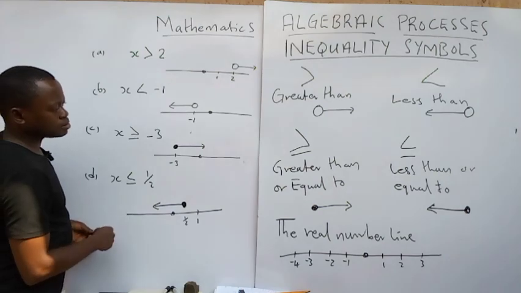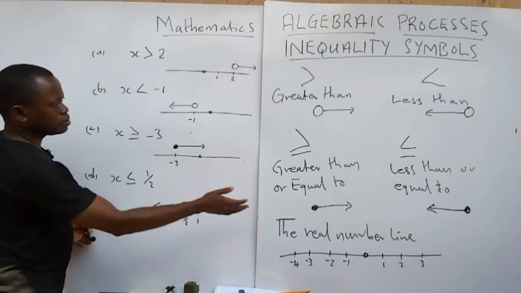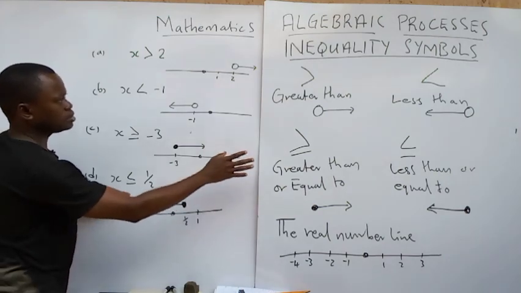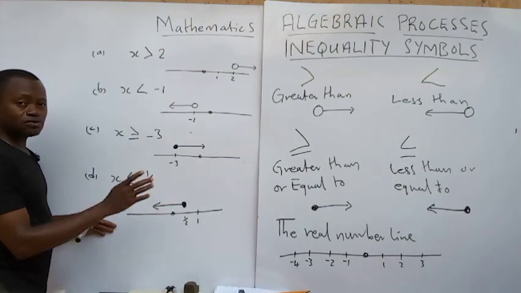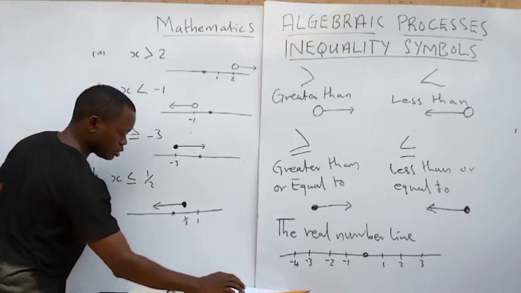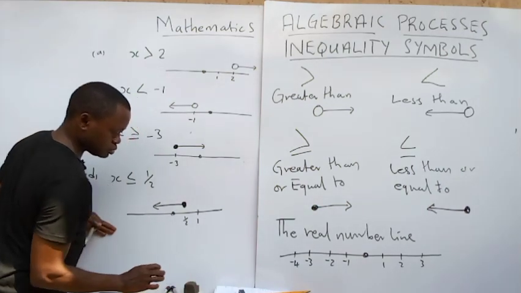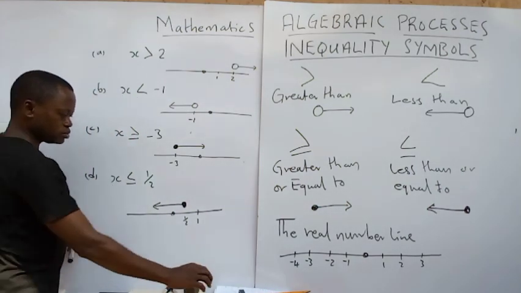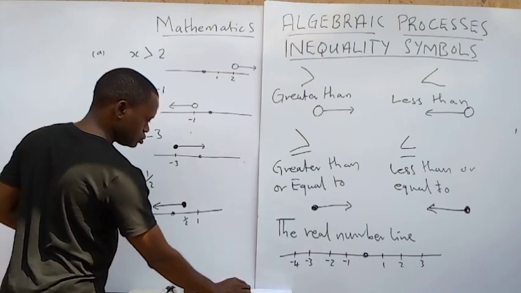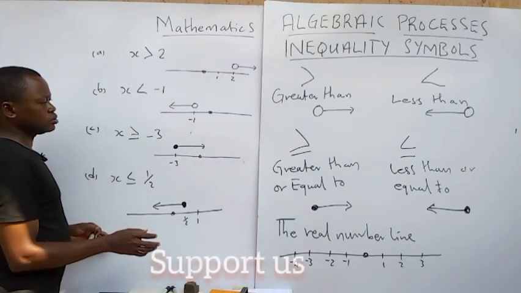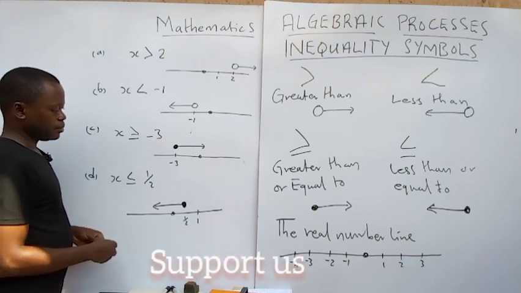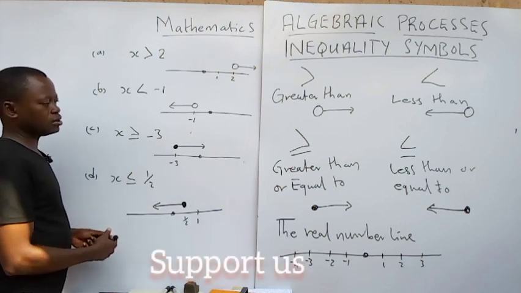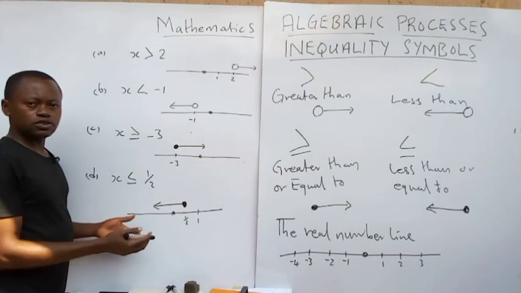So I'm thinking that the explanation I have given on these inequality symbols is well understood. The next thing we are going to do now is bring in problems that require us to solve a given inequality problem, and possibly represent it on the number line. You stay with me in the next class.